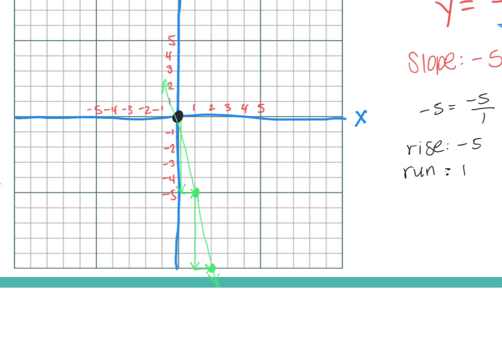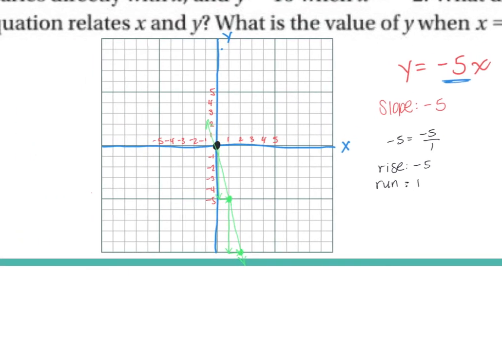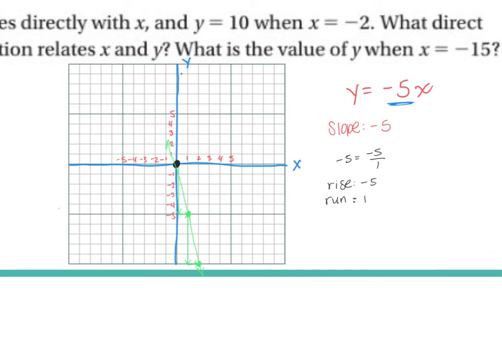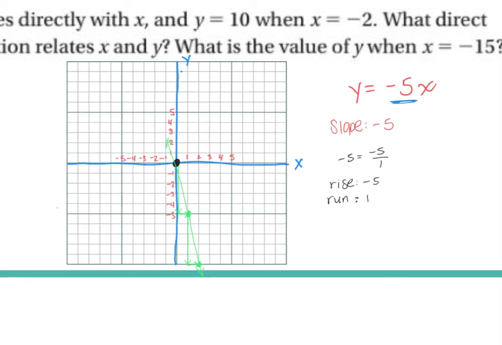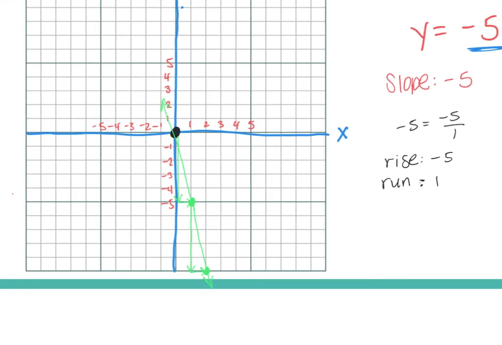There's our graph. Make sure if you ever have direct variation, where all you have is y equals kx, your graph should always go through the very middle of the graph, which is the origin. Okay, go to the next slide.